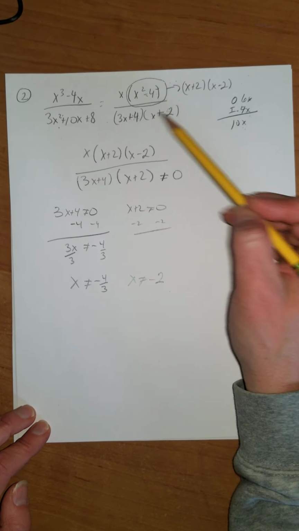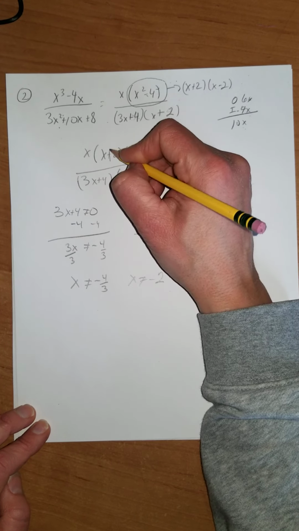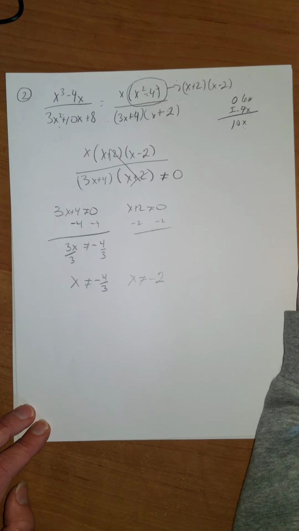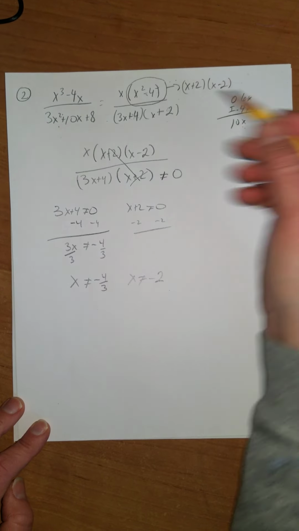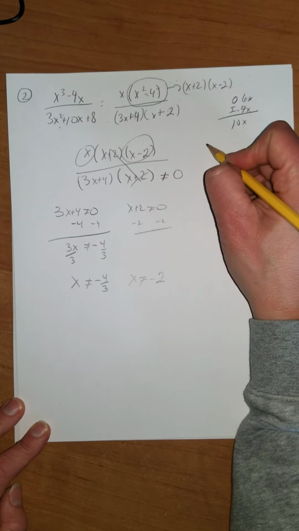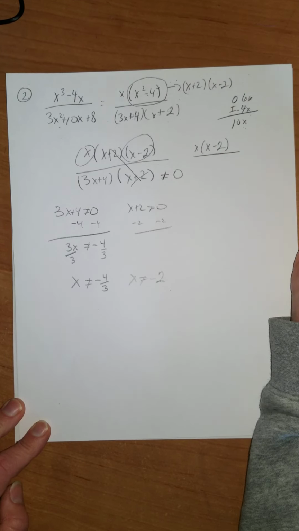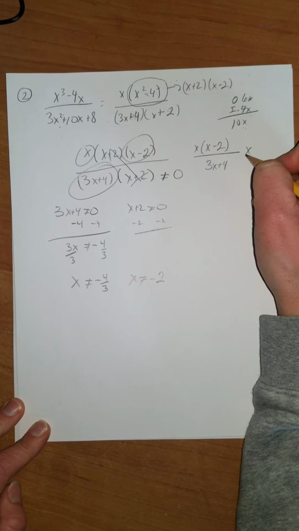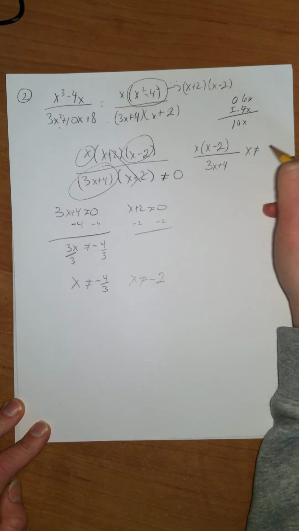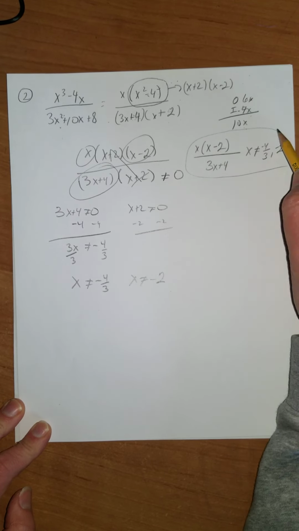Now, when we go back up here and we simplify, let's see what we got. Well, we have this giant one here, right? That's an x plus 2 over x plus 2. That's a giant one. Nothing else divides out. So it looks like in the top I have an x and an x minus 2, and it doesn't matter the order. The bottom I have a 3x plus 4. And keep in mind that your x cannot be negative 4 thirds or negative 2. That's my answer, you guys.